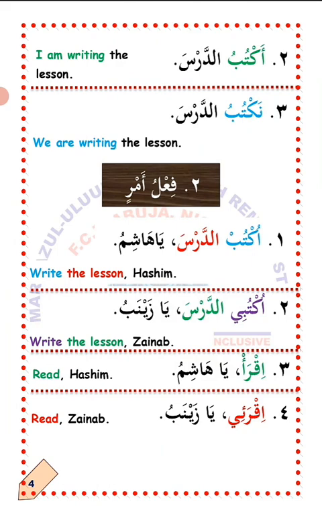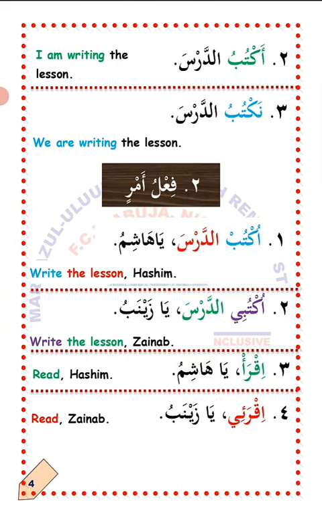MashaAllah. Now number 3, the third category of verb is fi'lu amr, commandment. Now the examples of fi'lu amr. Wahid, number 1. Uktub darsa, ya Hashim. Uktub, write. Ad-darsa, the lesson. Ya Hashim, Hashim. What are you going to write? The lesson. The lesson is going to be the sufferer of the action of writing from you. So the last letter must take Fatha.